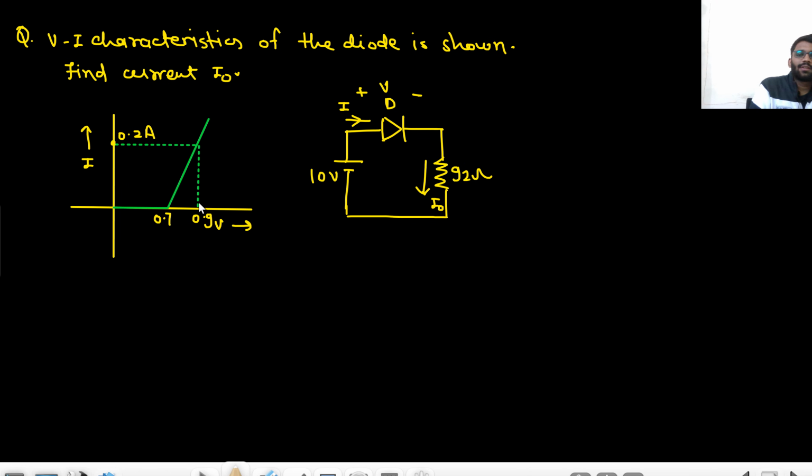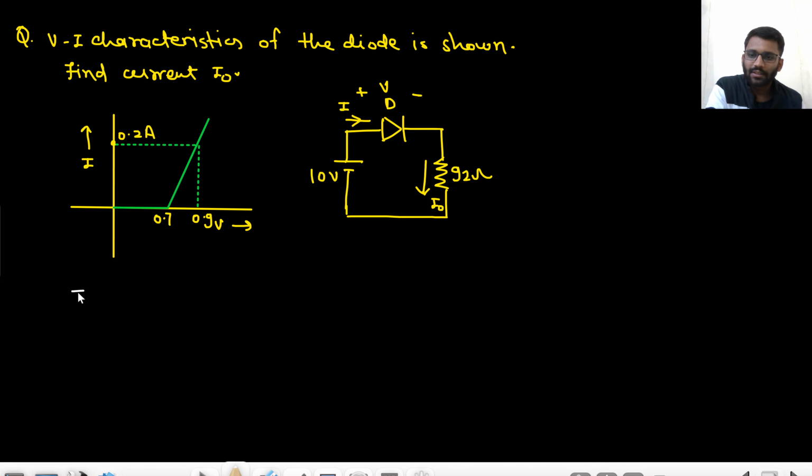This is the question. The VI characteristic of the diode is shown. You have to find the current I naught. If I find the current in the diode, that same current is flowing through the resistance, right? I can do this question by two analyses. First is the operating point. Find the operating point, that will be your V and I. First I write the equation of the load line. This is the characteristic, and one equation I can write, that is the load line. So basically, what is the equation of this line?